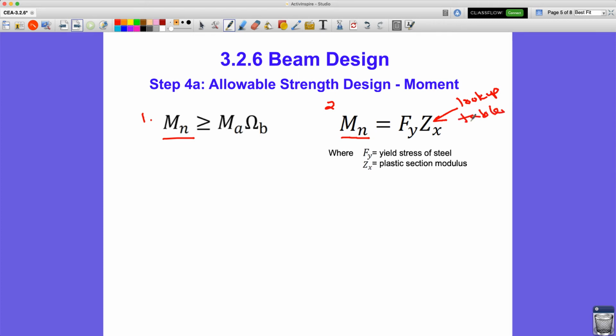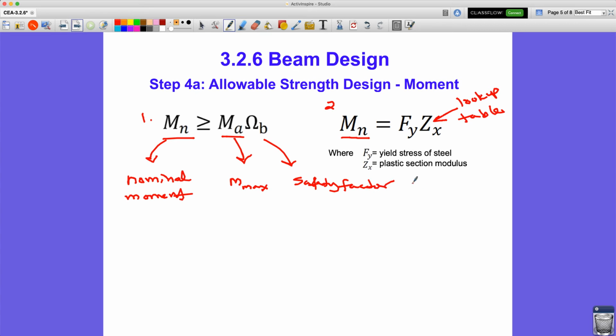Okay, so let's unpack some of these terms. M sub n is what they call the nominal moment. Nominal, you've heard that word before. And M sub a is what they call the allowable moment. In fact, this is what you calculated before, the maximum moment that you calculated in the previous step. We called it M sub max. And this is your safety factor, in the case of bending moment, it's 1.67. So this is a 1 2/3, rounded to the decimal.